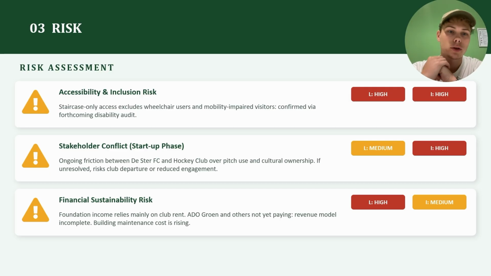These are the 3 core risks we identified when we did our analysis. The accessibility and inclusion risk, the stakeholder conflict, which already was mentioned in the interview, and the financial sustainability risk. It shows the likelihood and the impact. So for accessibility and inclusion, it's a high likelihood with a high impact if it were to happen. Stakeholder conflict has a medium likelihood but a high impact, and the financial sustainability risk has a high likelihood but a medium impact.